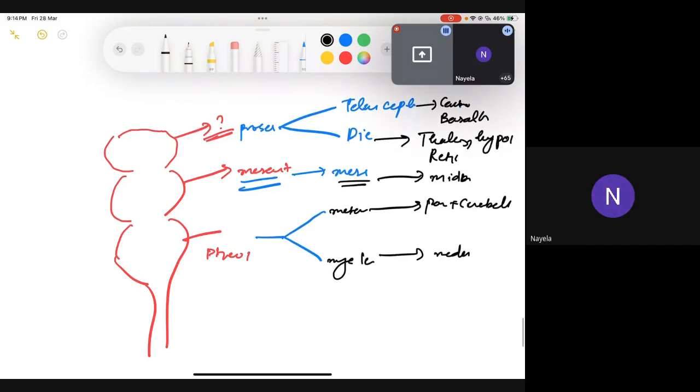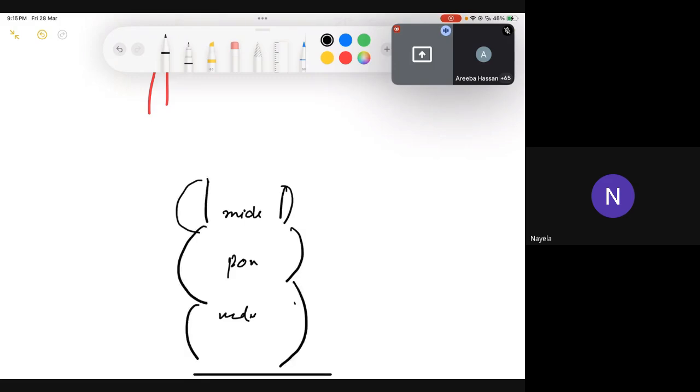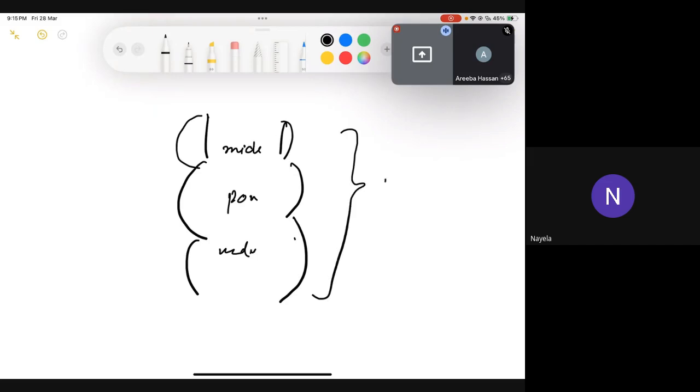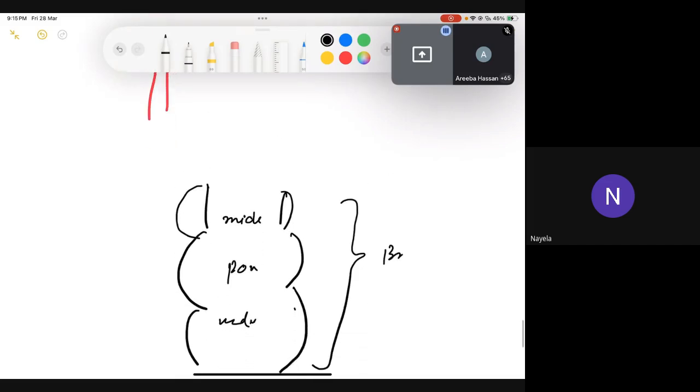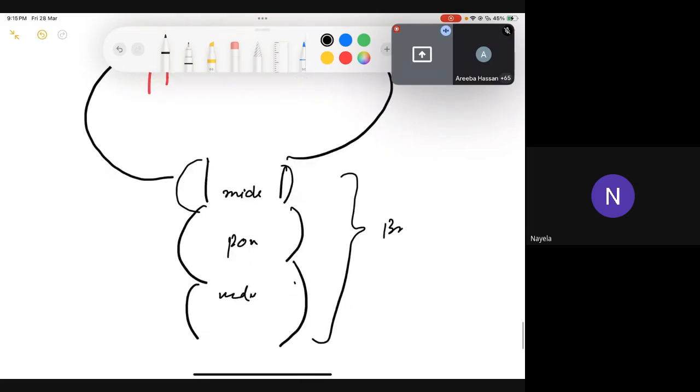So collectively, what is your brainstem? Brainstem is basically your midbrain, pons, and medulla. Collectively, it's known as brainstem. It's basically a stem of your brain by which your cerebrum is held. That is brainstem, which comprises midbrain, pons, and medulla, right?